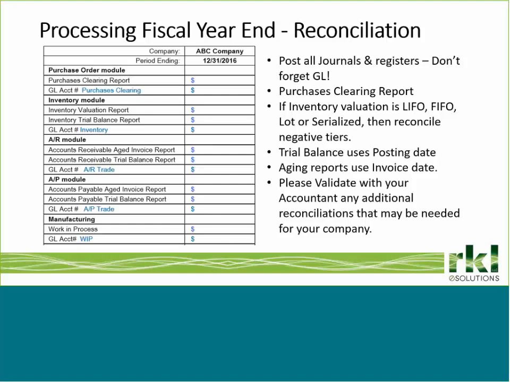You want to check with your accountant if there's other reconciliations in addition to these. So this is kind of my minimum, at least do this every month end. The other module, for those of you that have manufacturing, either the work order module, job ops, or the manufacturing module in Sage, you want to tie out your work in process to your WIP GL account. Okay, so you want to go ahead and reconcile all your modules.